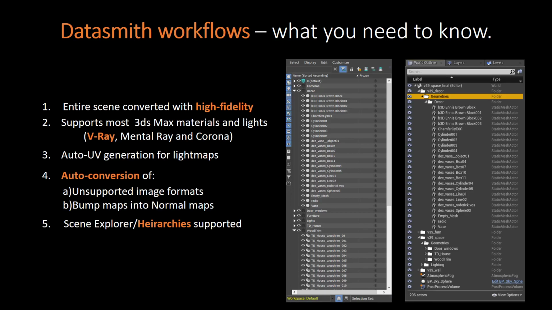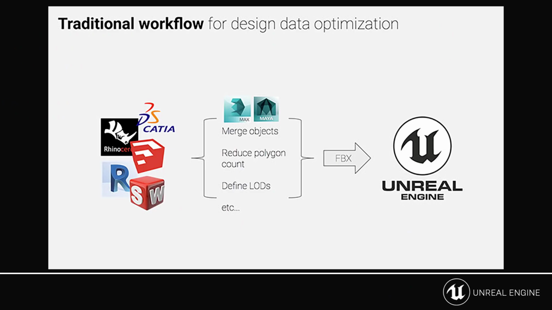It also takes things like bump maps and translates them into normal maps. Normal maps are typically what we use within Unreal Engine for that higher fidelity, the displacement or distortion of a surface to the camera based off of the surface normal. We can have Datasmith automatically convert things like bump maps into normal maps in Unreal Engine. And of course, I mentioned hierarchies and Scene Explorer are supported over into Unreal Engine.